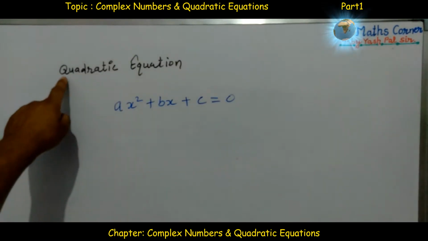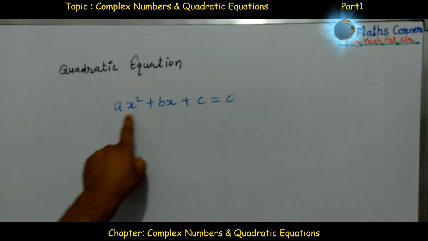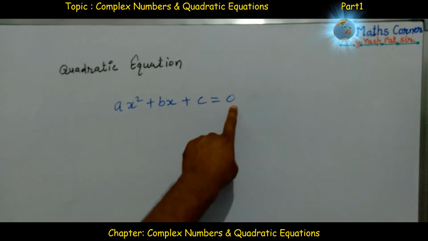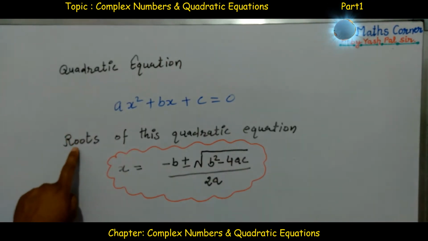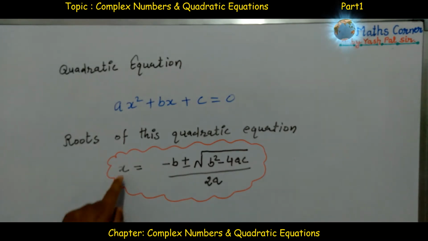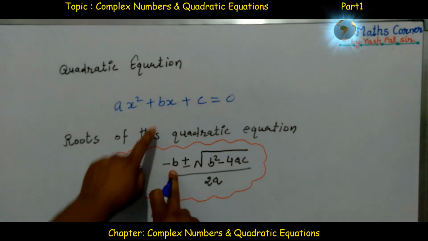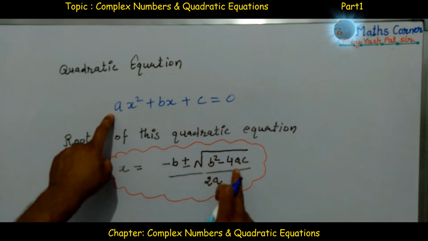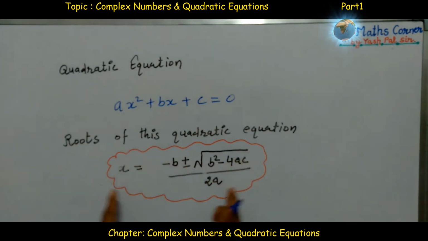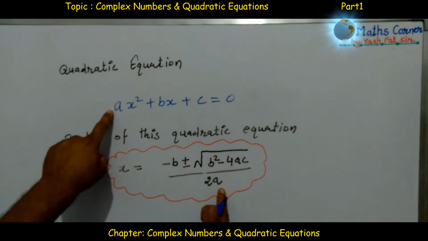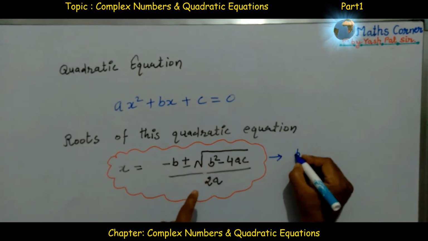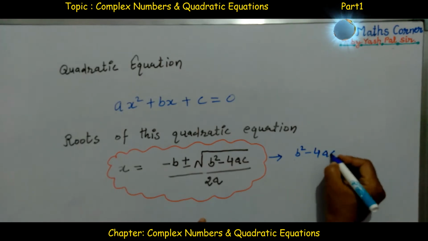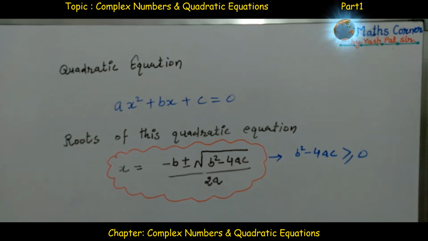Now consider the general form of the quadratic equation, which is ax square plus bx plus c is equal to 0, which we have already studied in class 10. We also know how to find the roots of this quadratic equation: x is equal to minus b plus minus square root of b square minus 4ac, divided by 2a. Here we note one condition: b square minus 4ac is greater than or equal to 0. Only then can we say that the roots will be real.